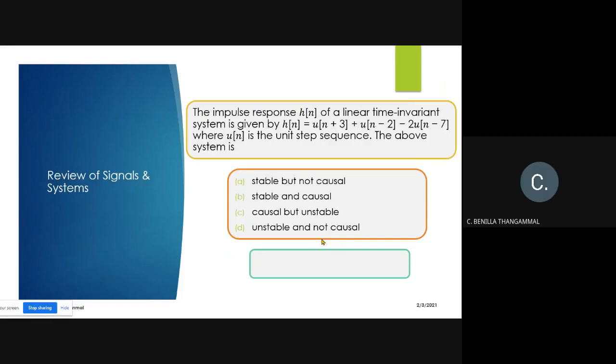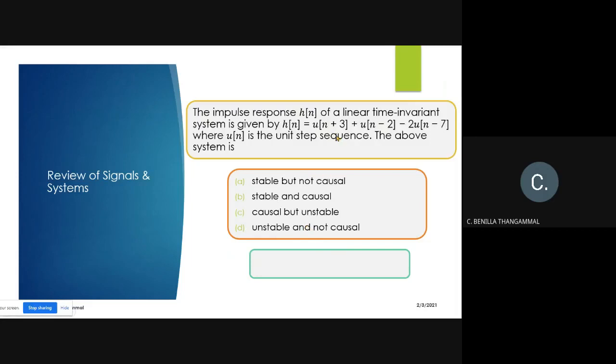As I told earlier, by seeing the function itself, we will be able to say whether it is causal or non-causal. If the output depends upon present and past samples, it is causal. If even one sample depends upon the future, it is said to be non-causal. So here you just check each and every term. You have three terms: u of n plus 3, u of n minus 2, u of n minus 7. So n plus 3 is future, n minus 2 is past, n minus 7 is past. One sample depends upon the future, so naturally it will be not causal. So it is either option A or option D.